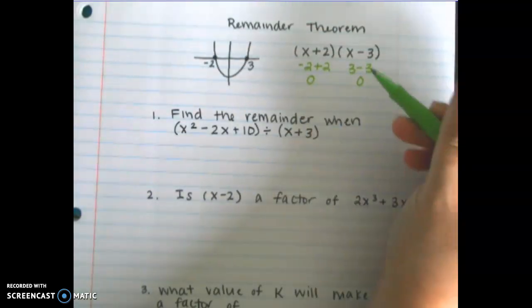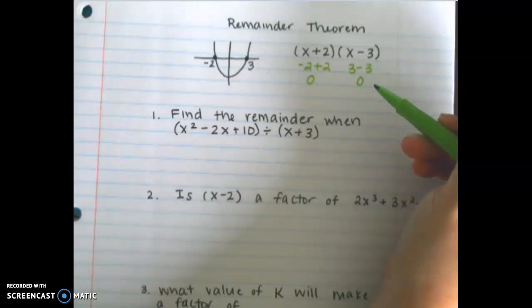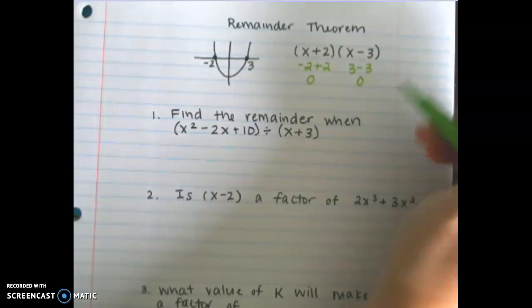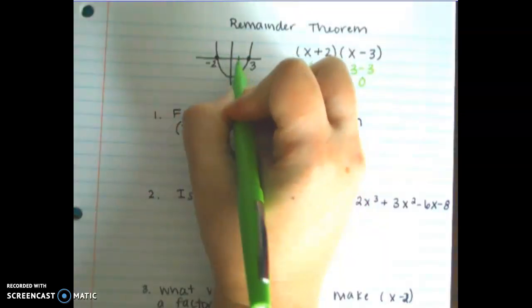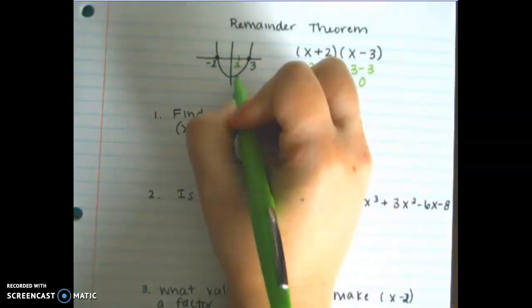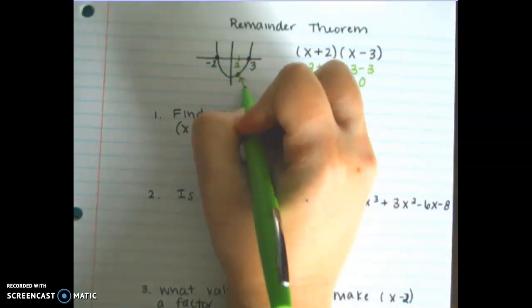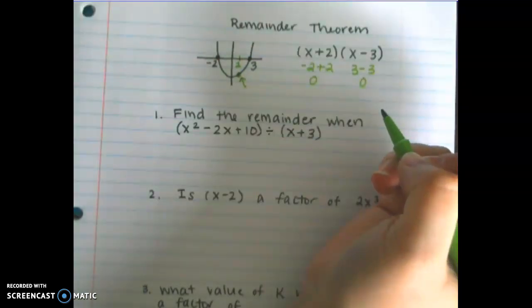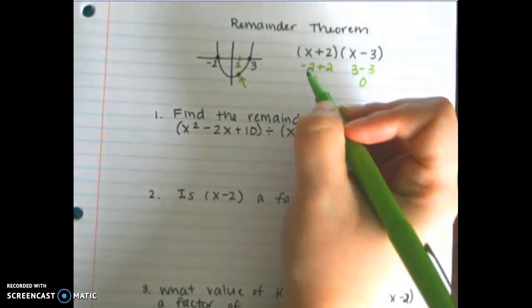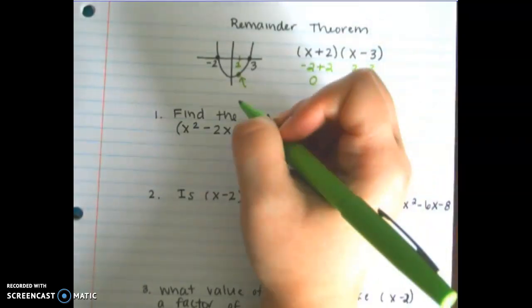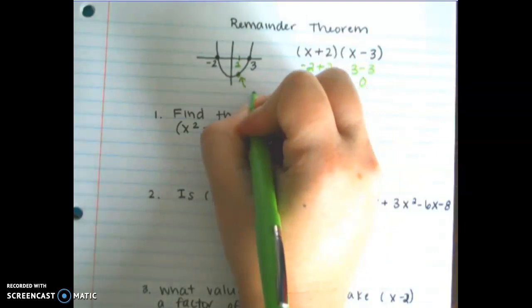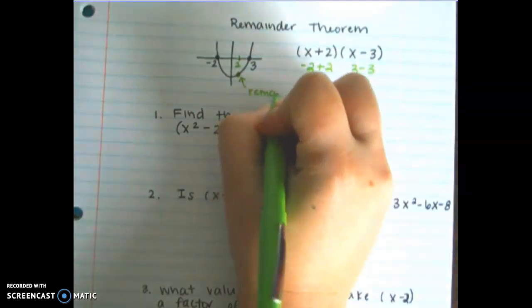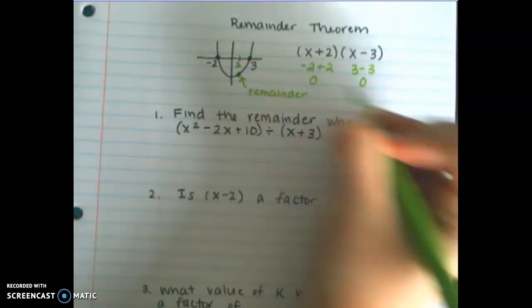So those are factors, which means the remainder is 0. It goes in evenly. But if you were, for example, to take +1, there would be a different number. You would not get 0. If I were to plug 1 into this, the answer that I would get is called a remainder. So basically, we're just going to be using that concept.